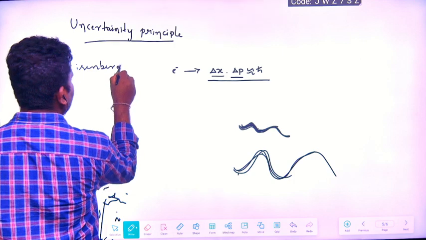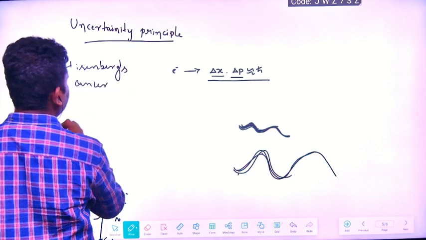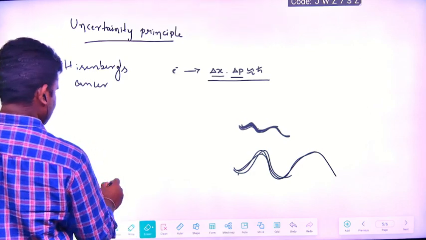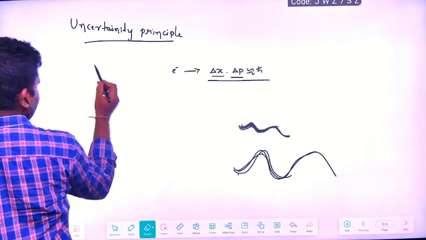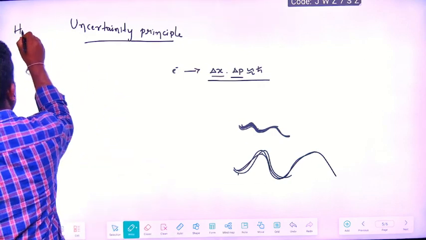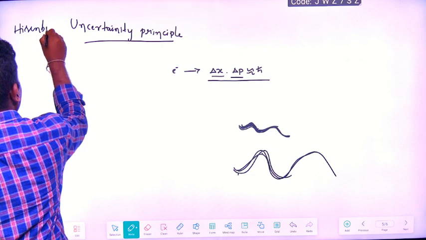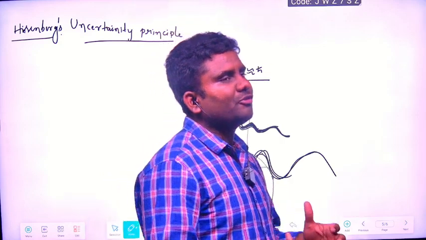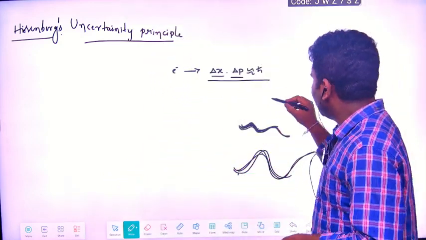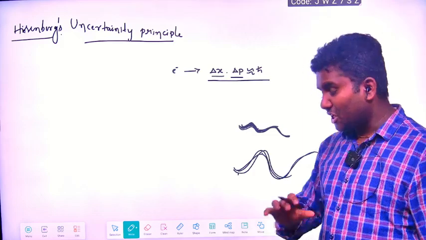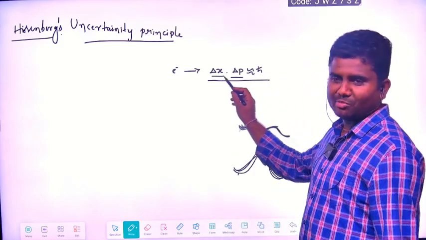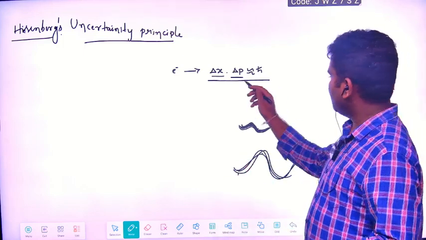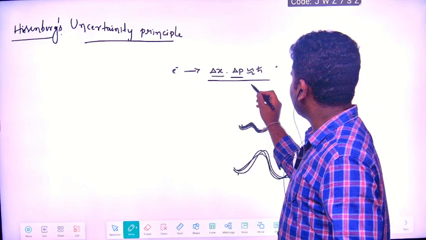Heisenberg's uncertainty principle: you cannot accurately find the position and momentum of a particle like an electron. If you find the position, the momentum will change. If you try to find the momentum, its position changes. It is moving very fast, so that variation in accuracy will be there. That is what h cross is.